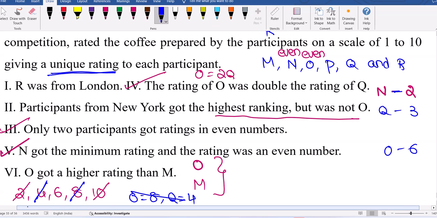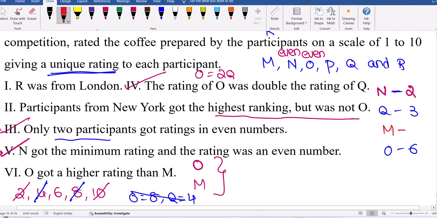If I take O value 4 or 8, then Q will be 2 or 4, which is even. But they said only two participants have even numbers, and N is already even. O is double the number, odd or even, so it will be even. So the only possibility is O is 6 and Q is 3.